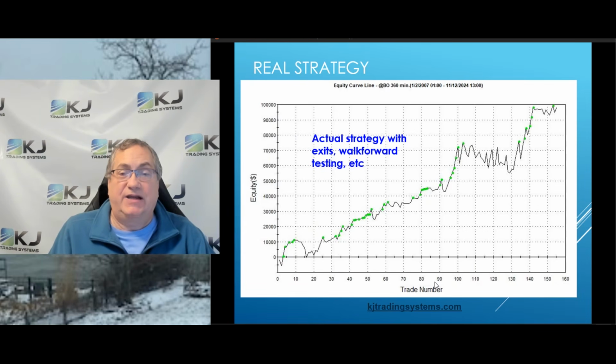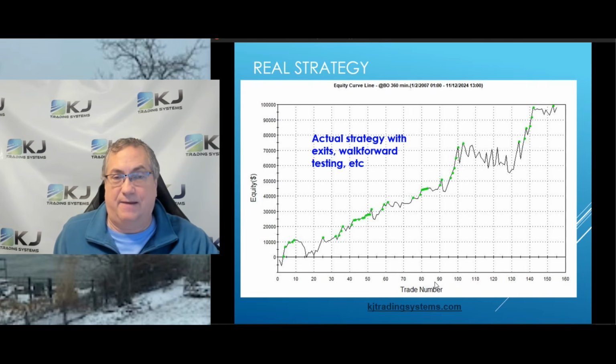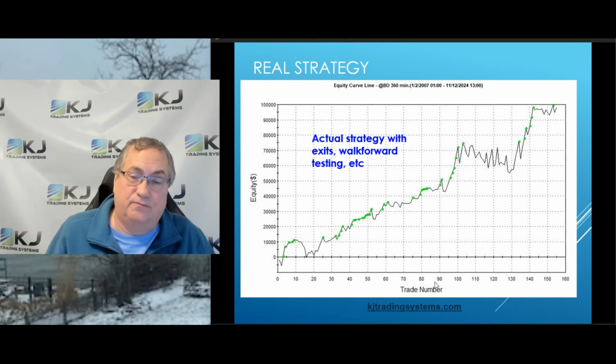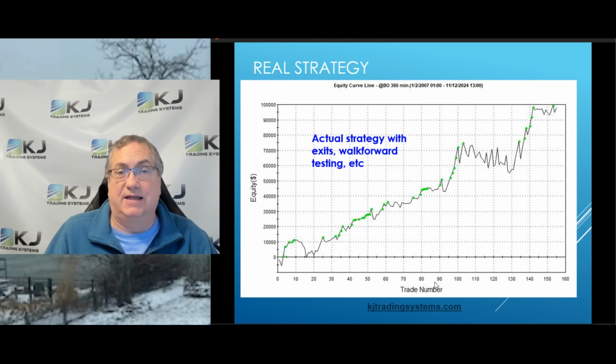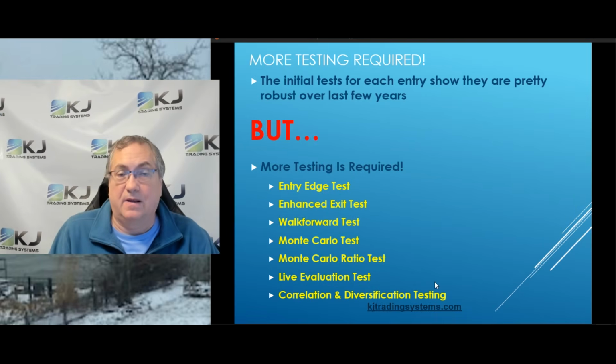So here's a strategy. This is soybean oil, 360 minutes. So I took that entry and then created a whole strategy with it, with some exits. I don't show them just in the interest of time for this video, but it just gives you an idea that, hey, you can create something that looks pretty good. Not perfect, but again, if you're going for perfection in the strategies you're creating, you're doing something wrong. Like I said, that's just a start.